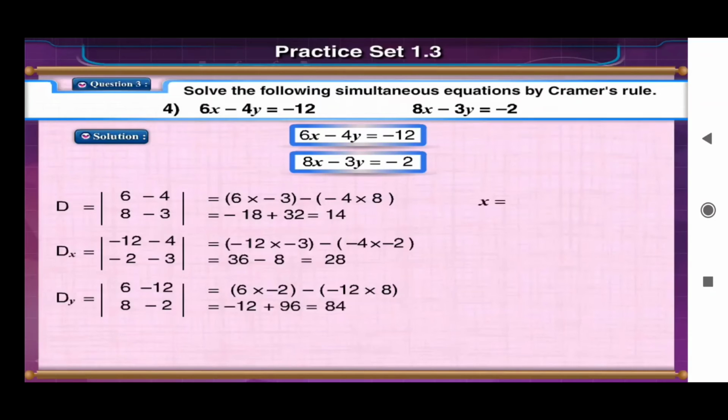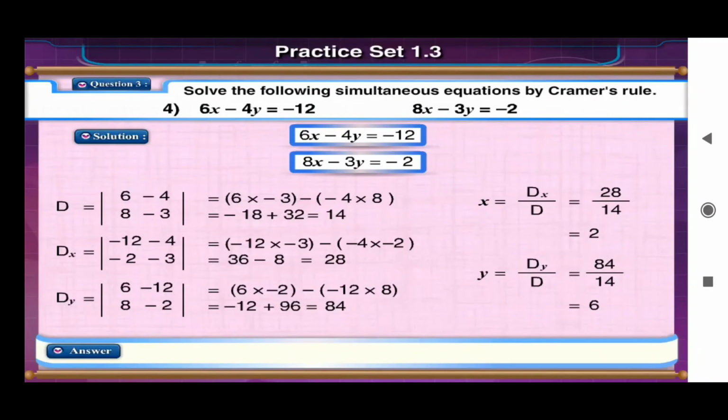Now, x is equal to dx upon d, which is equal to 28 upon 14, that is equal to 2. And y is equal to dy upon d, which is equal to 84 upon 14, that is equal to 6. So the answer is, the solution of the given equation is x, y is equal to 2, 6.